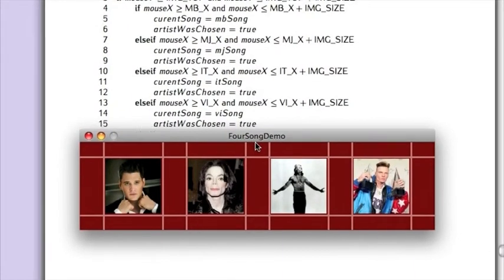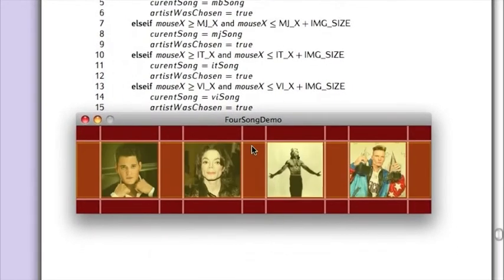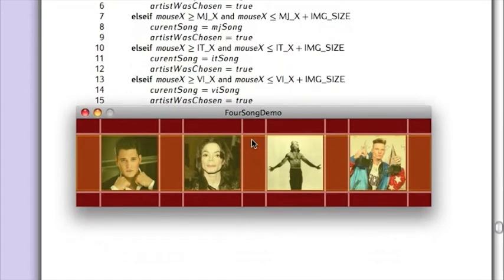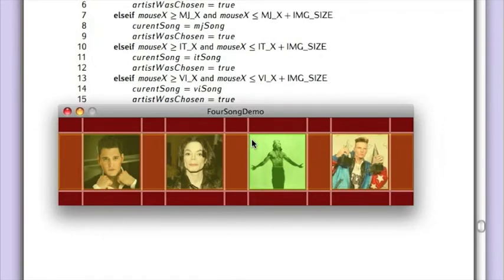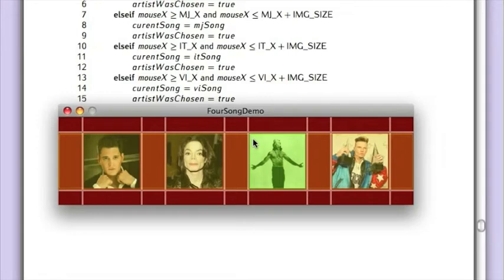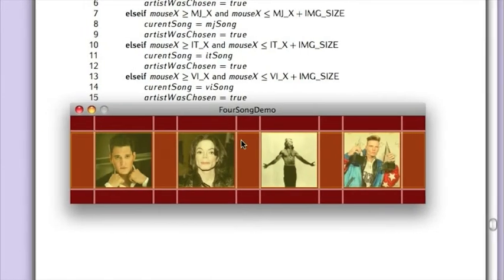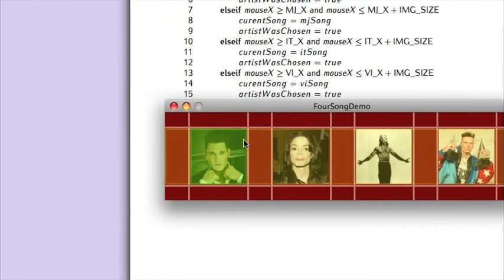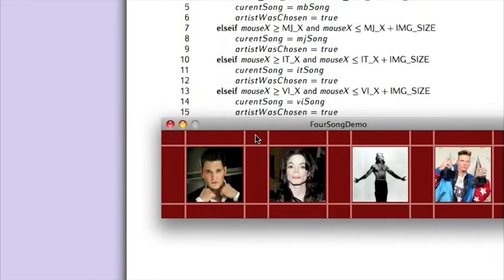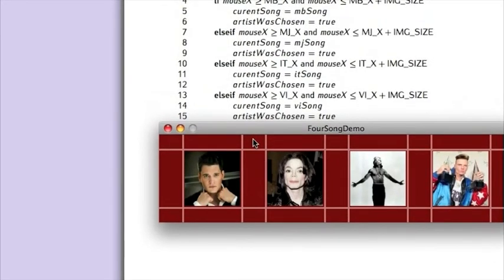When the mouse pointer is both between the horizontal lines, that is, if the outer if condition is true, and between one of the vertical pairs, then that means one of the artists was chosen. So, the MP3 player should start playing the appropriate song. In the demo, you can see that the picture turns green when the mouse pointer is in the right area. If the pointer is outside any of the legal areas, then no picture is selected.